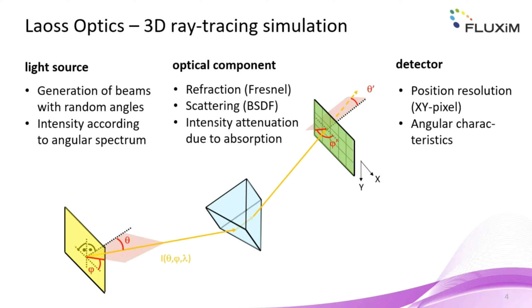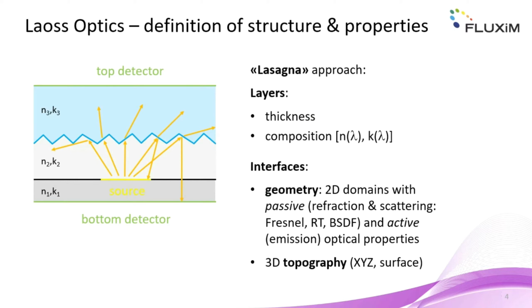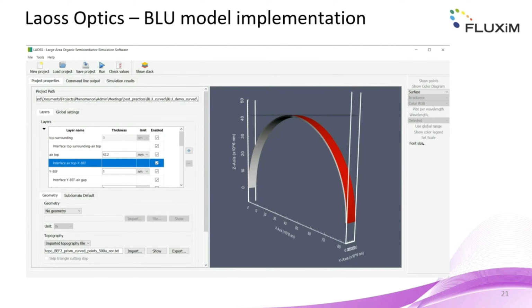For ease of both implementation and model parameterization by the user, Laoss Optics follows the lasagna approach for the definition of the device layout. This consists in resolving the structure by individual layers and the corresponding interfaces. The layers are characterized by thickness and composition in terms of optical data, that is, refractive index and extinction coefficient. The interfaces, on the other hand, are characterized by their geometry, which contains 2D domains with passive and active optical properties, and their 3D topography described by an XYZ file or a triangulated surface. Let's now see how this looks like in practice.